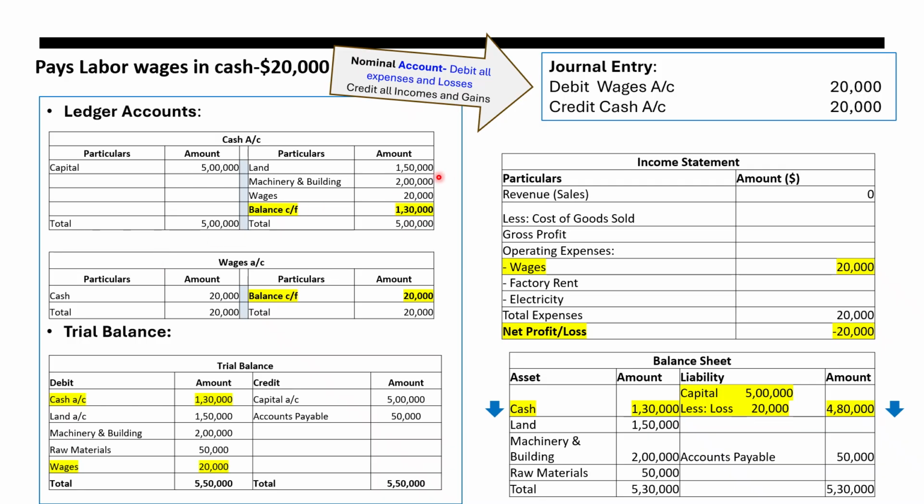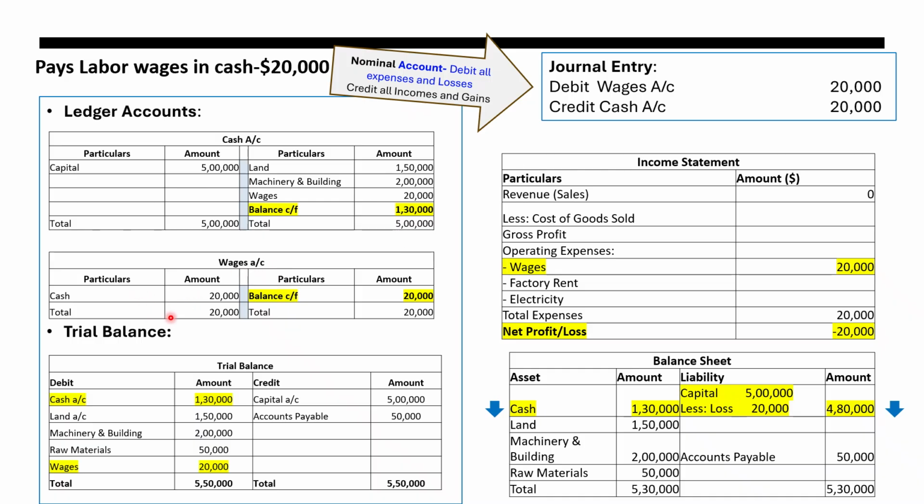So now if you see, cash account still has a debit side greater than the credit side, so it still has a debit balance of 1,30,000, and wages account has a debit balance as well.